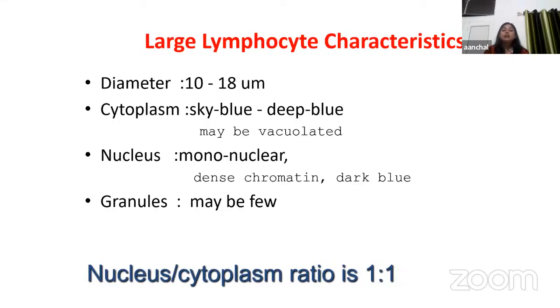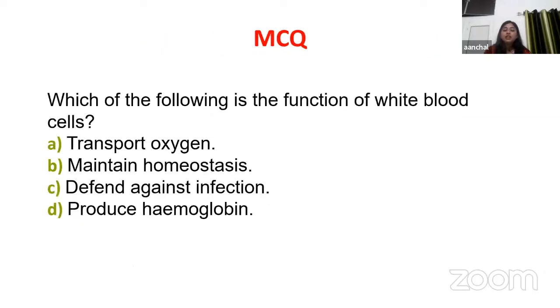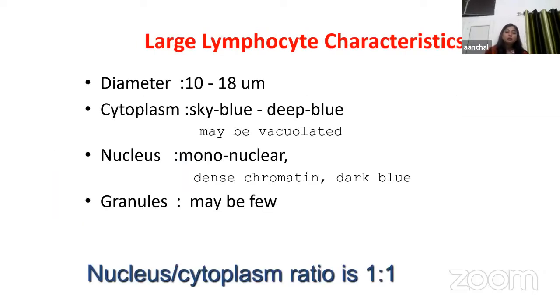Okay, next we have the lymphocytes. The diameter ranges between 10 to 18 μm, the cytoplasm is sky blue to deep blue, the nucleus is mononuclear, and the granules may be few. Talking about the function of lymphocytes, as we know, lymphocytes are also involved in the process of phagocytosis.